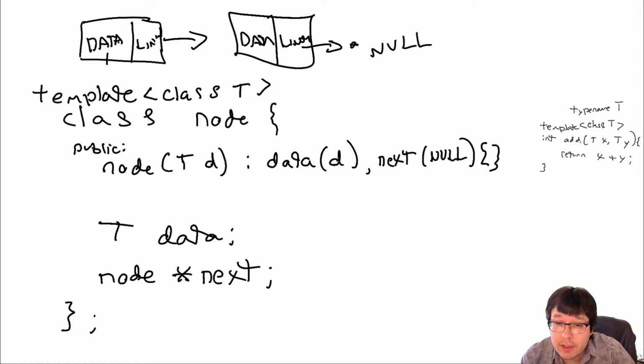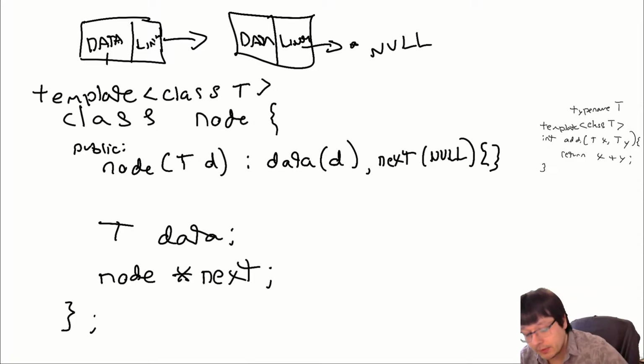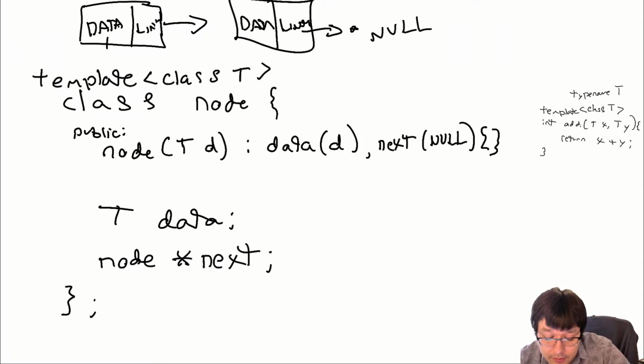I don't think you need the word template on top of the word node because it's an inline constructor. If it was outside of the class, then you would definitely need the word template on top of that as well. But anyways, yeah. So now we've got a constructor and we've got the two components of our node class.